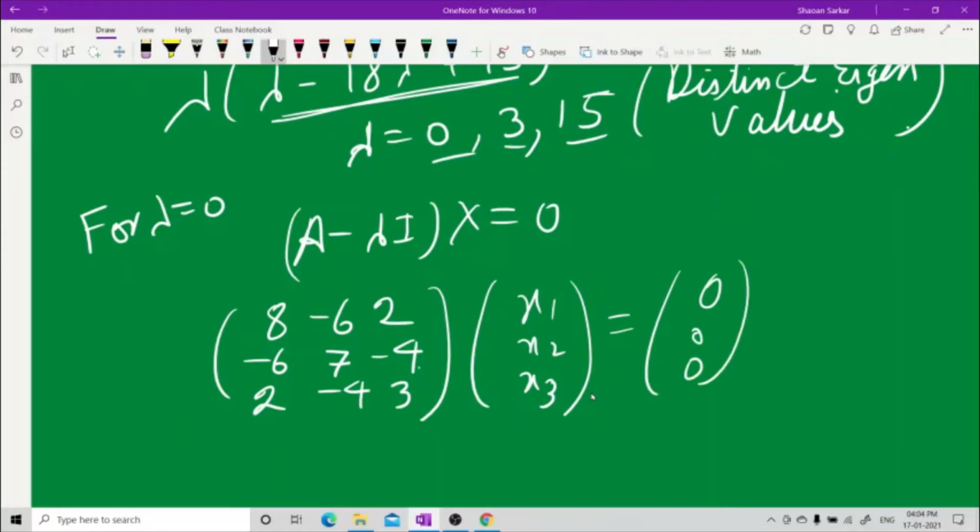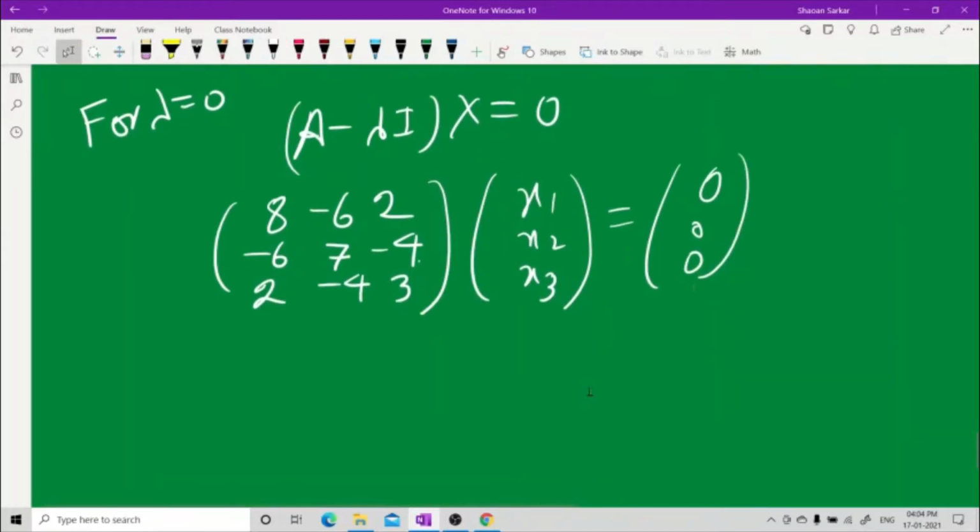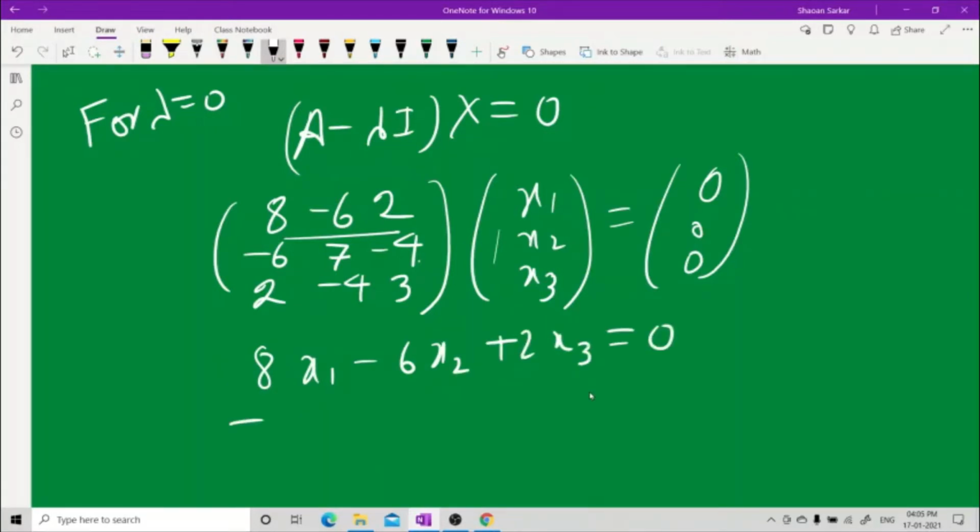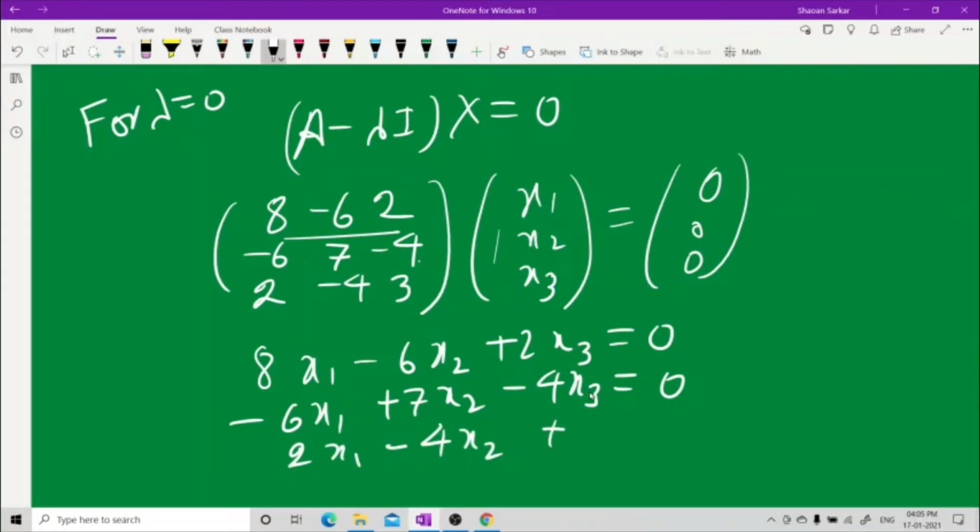Now do one thing. I'll tell you two methods to solve this. You cross multiply and write 8x1 minus 6x2 plus 2x3 equal to 0, minus 6x1 plus 7x2 minus 4x3 equal to 0, 2x1 minus 4x2 plus 3x3 equal to 0. You solve any two equations. See how I solve it.